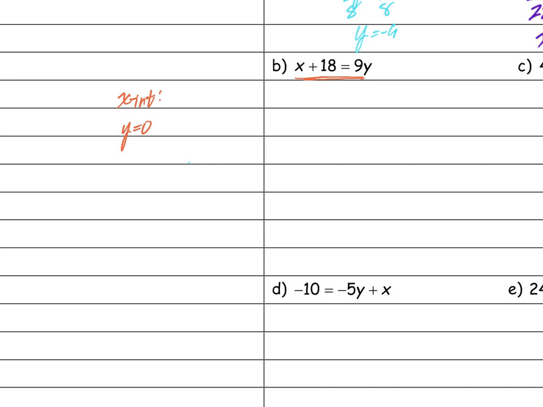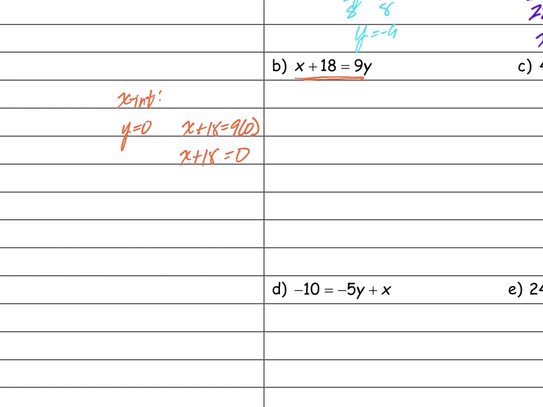So my equation then becomes x plus 18 equals 9 times 0. Wherever the y was, I just put a 0 in there. 9y means 9 times y, and if y is 0, I'm going to make it 9 times 0. Then 9 times 0 is 0. You guys all know that. Then I get x plus 18 equals 0. Are we okay with that part? Okay, then I solve for x.